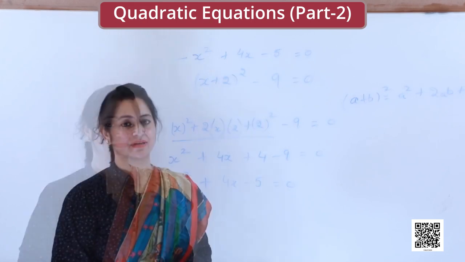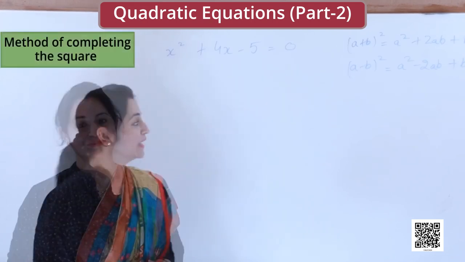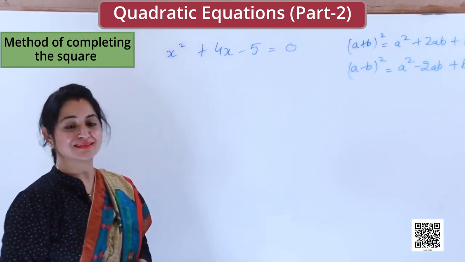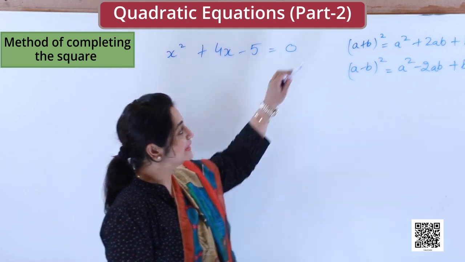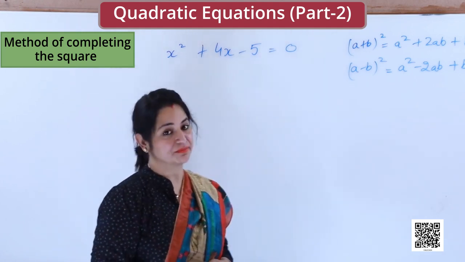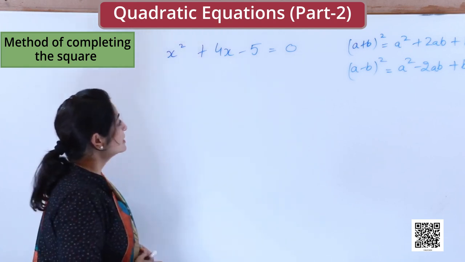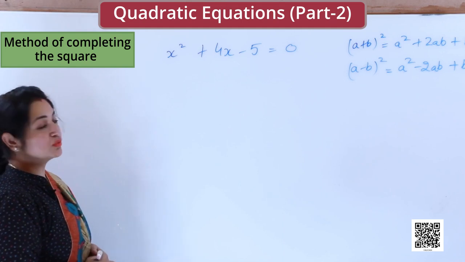Let's look at that. Now this method is called as method of completing the square. So let's start the method of completing the square. For that we will need to remember these two identities that says a plus b whole square and a minus b whole square, because we will use these two here. So I'm taking the same example. So x square plus 4x minus 5 equals to 0.